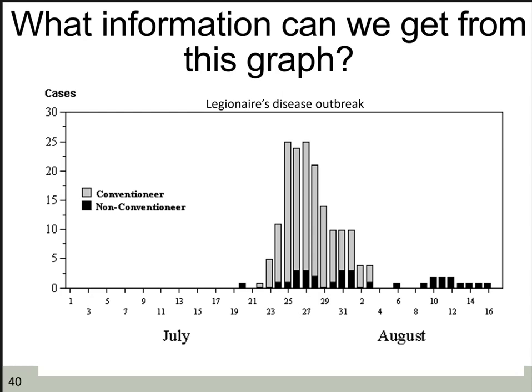So this graph shows number of cases of Legionnaire's disease. In light gray here, we have conventioneers. Those are people that attended a convention of the Legionnaire's folks. And down here we have non-conventioneers. These are people that didn't attend that particular conference. And on this axis we have time, so the days in July and August, and here we have the number of cases. So with that information, what can you get from this graph?